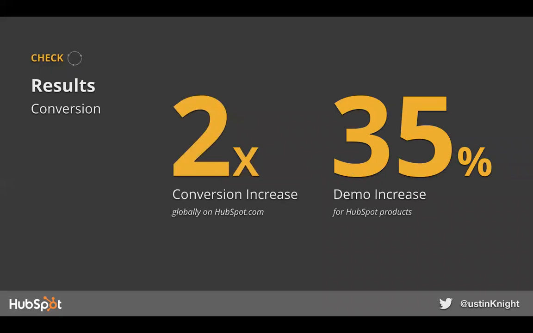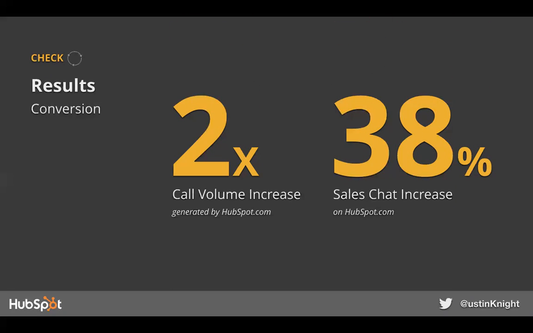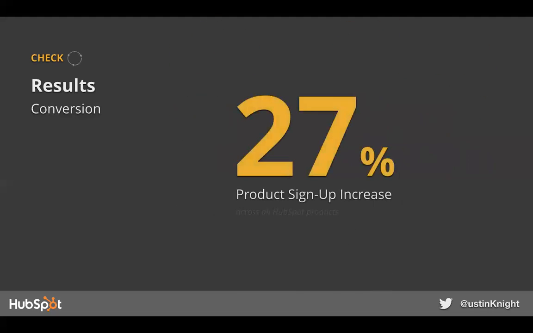That resulted in a 35% increase in demos on the HubSpot products. We doubled our call volume generated by HubSpot.com and had a 38% increase in our sales chats that were initiated. And what this ultimately resulted in was a 27% increase in product signups across all HubSpot products. If you think back to that revenue metric that I showed earlier, you can do a little bit of math and realize that this was a hugely impactful design change, not just for the site, but for the health of our business as well. And while that's all great, we didn't really stop there.